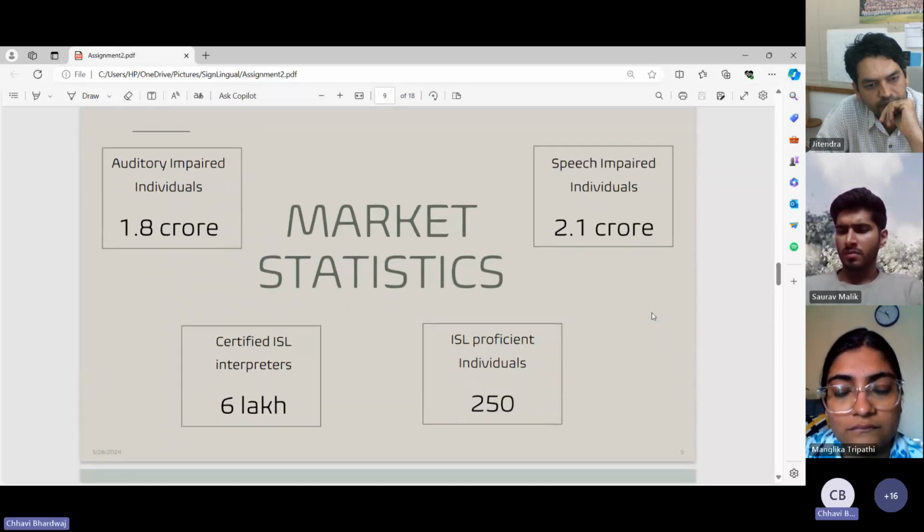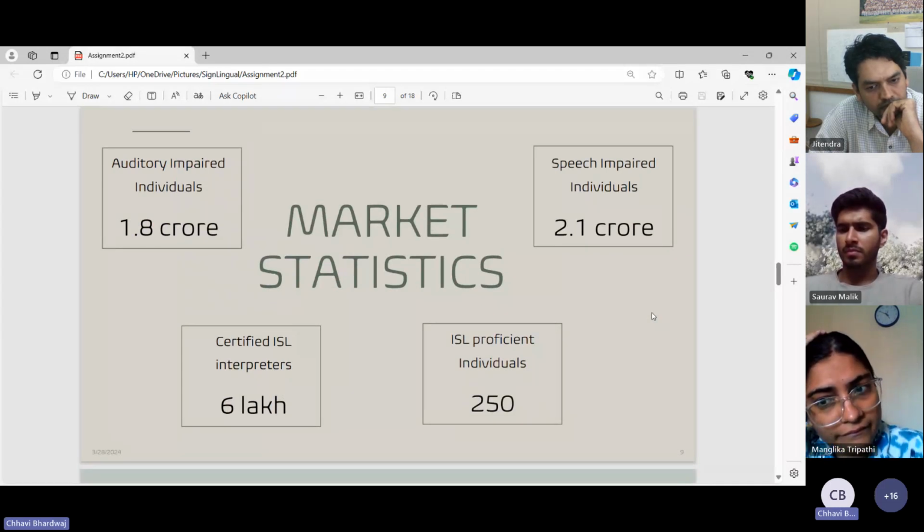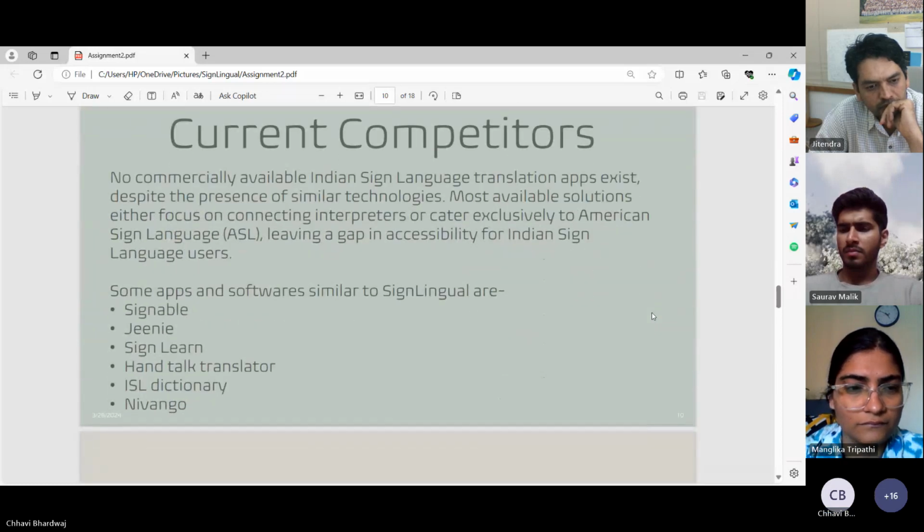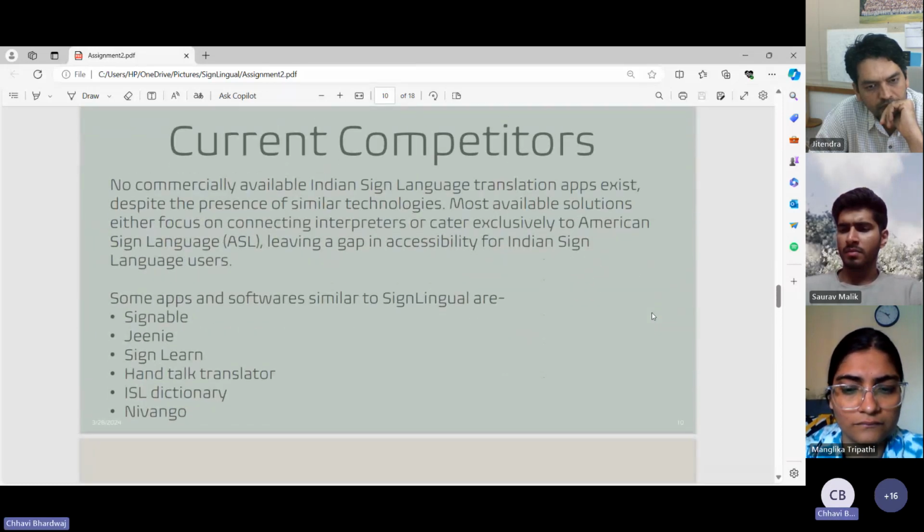These are the statistics. As I've already told you, there is a community of approximately 4 crore people who have some kind of impairment, and 6 lakh people are proficient in ISL, and 250 are certified ISL interpreters. As of now, there are similar technologies, but none of the software caters to ISL. There are apps and software which can translate ASL gestures, but for Indian Sign Language, there are none.